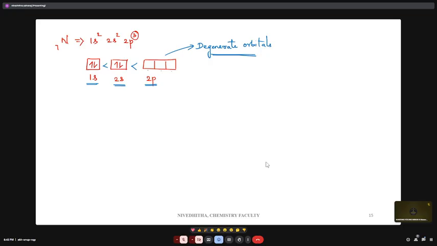Whenever you are filling these degenerate orbitals, you should not pair up the electrons. First you have to fill all the orbitals. For example, I have 3 electrons here. First electron goes in one orbital, second electron in the next, and third electron in the last. We should not fill electrons by pairing them; this is wrong. We fill the electrons singly, and this is Hund's rule. Any doubt?